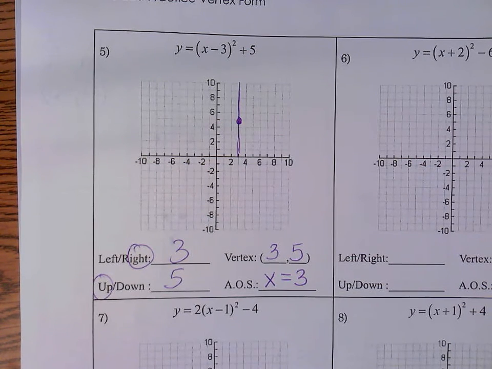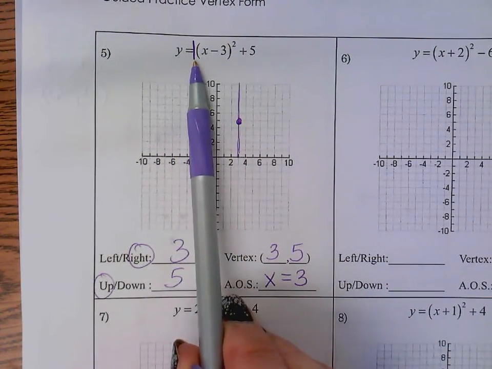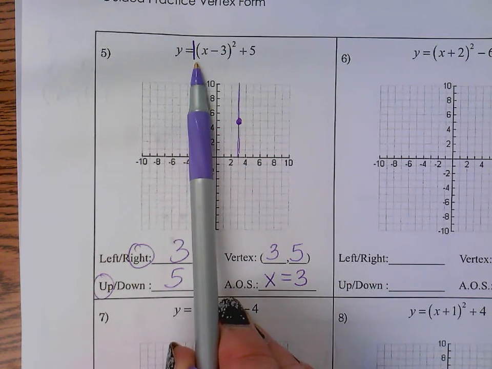AOS, you might hear LOS, line of symmetry, AOS, axis of symmetry. It's just that vertical line that cuts it in half, helps you graph a parabola. So then, what's my A value in this problem? Right, when nothing's written in front of the parenthesis, it's +1. So this is just the parent function, concave up, hasn't been stretched or anything.